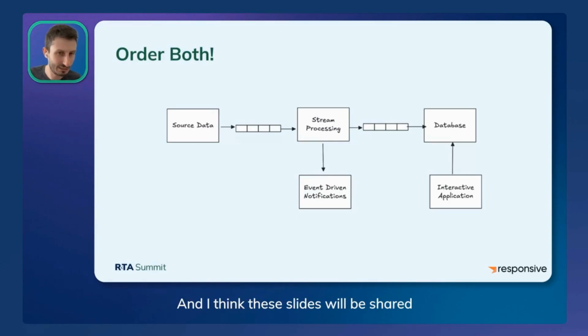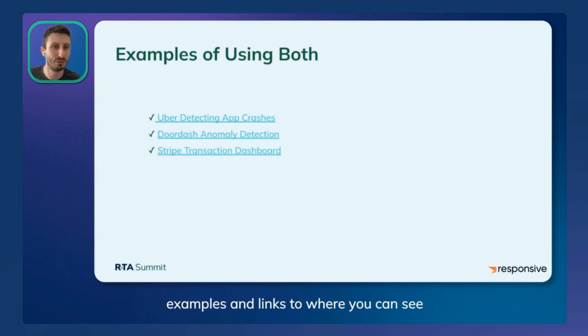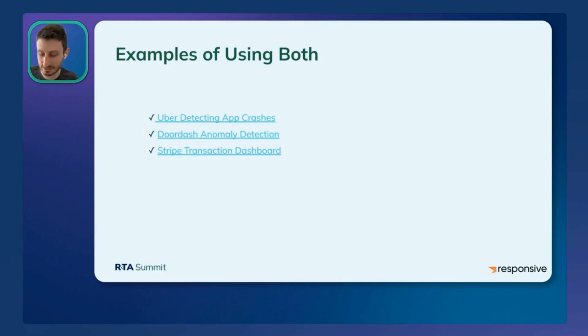And I think these slides will be shared afterwards, but I have some examples and links to where you can see real-world examples of companies using both of them in tandem to serve their applications. All of these actually come directly from StarTree's use cases. But as Uber detecting app crashes, DoorDash doing the anomaly detection of fraudulent deliveries and order requests, and also Stripe's powering of the transaction dashboard. All of these use both stream processing and a database in order to really build a high fidelity experience to the end customers.